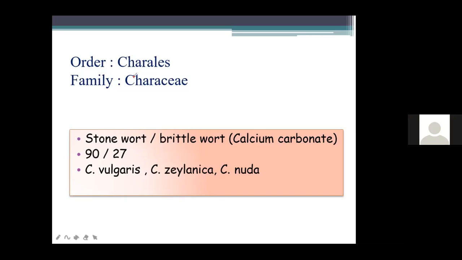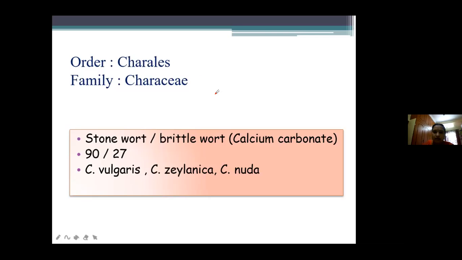In this Chara, girls, see here, what type of habit is present? The plants of Chara are macroscopic. This is the first word to write. Plants of Chara are macroscopic structures, highly developed, filamentous and branched like higher plants.